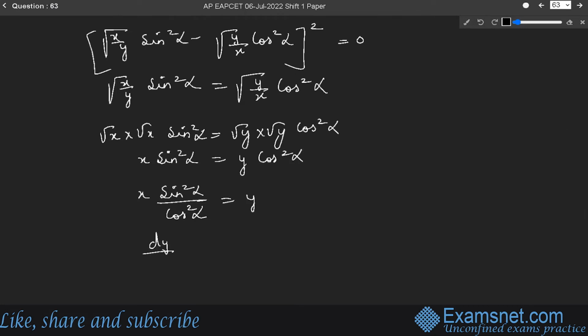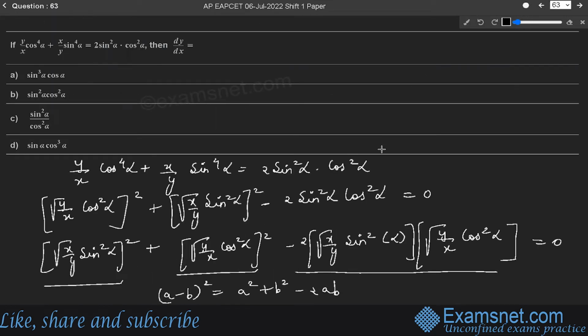Therefore, dy/dx will be equal to sin²α / cos²α. Therefore, the value of dy/dx is sin²α / cos²α. So the correct option here is option C, which is sin²α / cos²α. I hope this question is clear to you. Basic identities are used in this question.